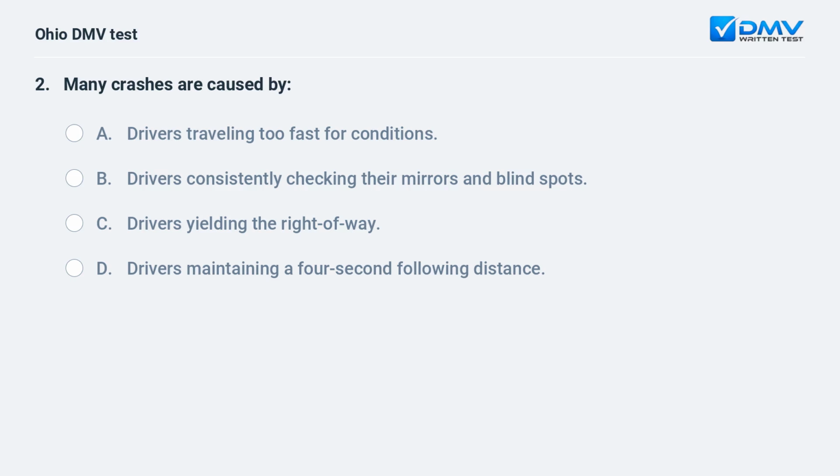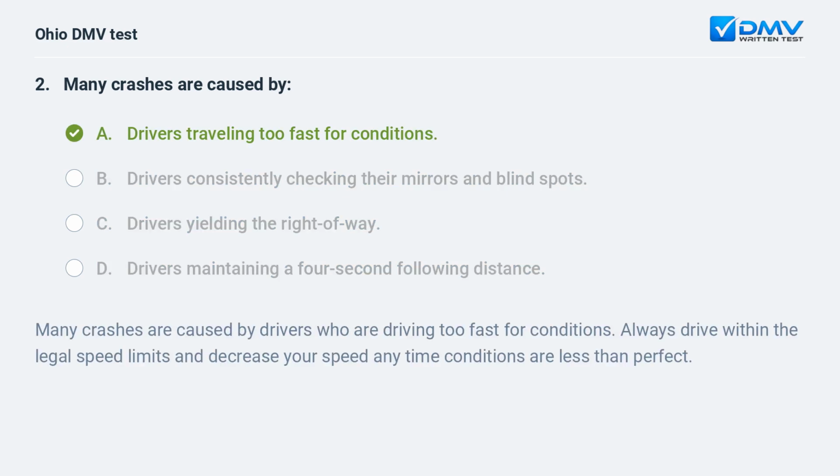Many crashes are caused by A. Drivers traveling too fast for conditions. B. Drivers consistently checking their mirrors and blind spots. C. Drivers yielding the right of way. D. Drivers maintaining a 4-second following distance. A. Drivers traveling too fast for conditions. Many crashes are caused by drivers who are driving too fast for conditions. Always drive within the legal speed limits and decrease your speed any time conditions are less than perfect.